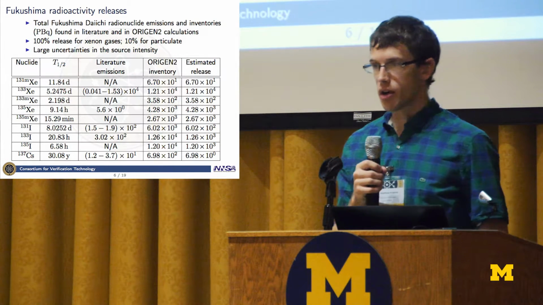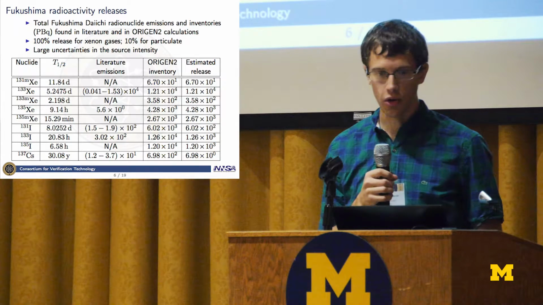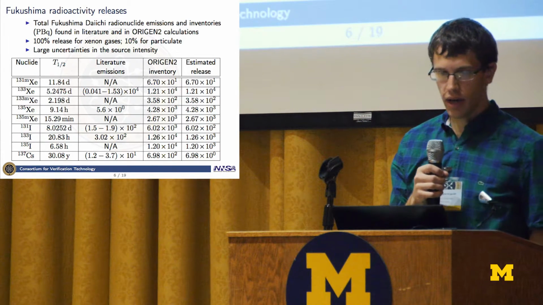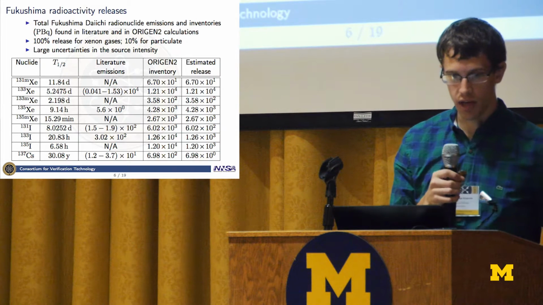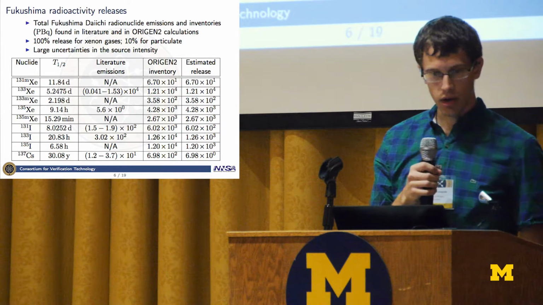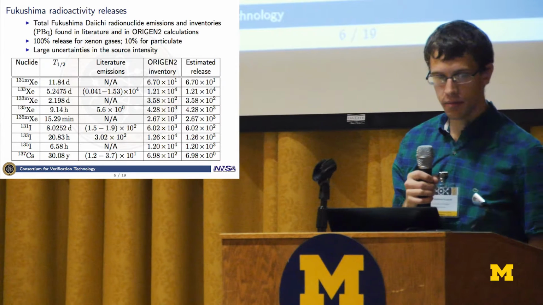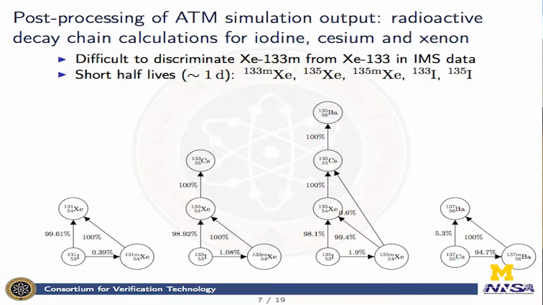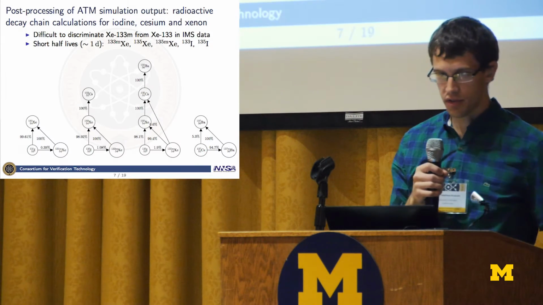I also have highlighted there the half-lives for each of these radioisotopes, and in particular, I'd like to point out some of the ones with the shorter half-lives, like xenon-135 and iodine-133 and 135. So these are the radioactive decay chains for those species that we included in our simulation. And I'd also like to point out that it's difficult to discriminate between xenon-133m and xenon-133 because of the close proximity of the gamma spectrum of those two. And so being able to discriminate that is very helpful for us.